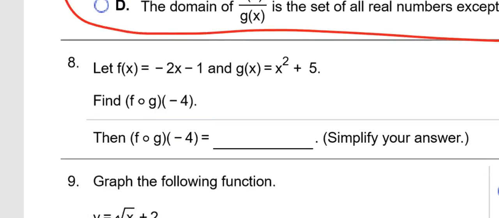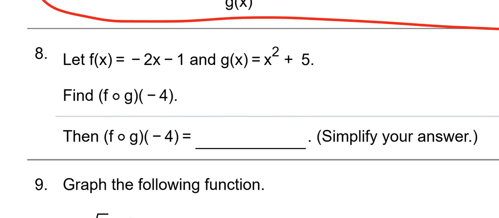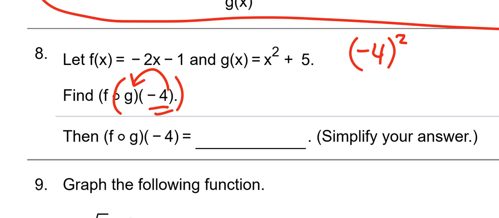Now, is this question about multiplication? Is this question about multiplication? No, it is composition. Thank you. And I recommended that you put parentheses in there like this. What are we supposed to do with the -4 first? Plug it into the g function, right? So I've got -4 squared plus 5. -4 quantity squared plus 5.